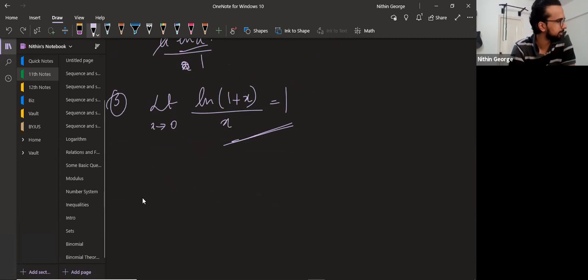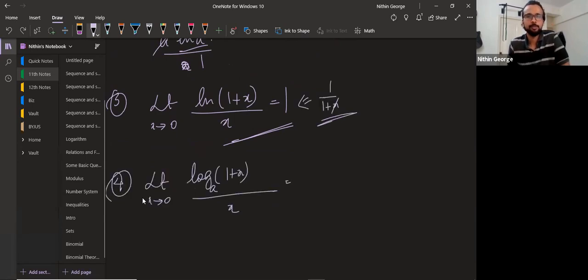Now, the next part says, okay, slight twist. Log 1 plus x to the base a. What does that become? Guys, come on, what does this become?